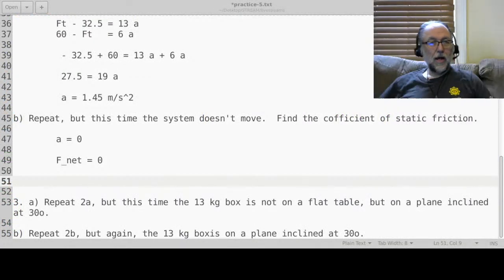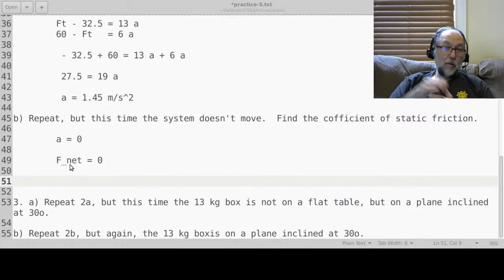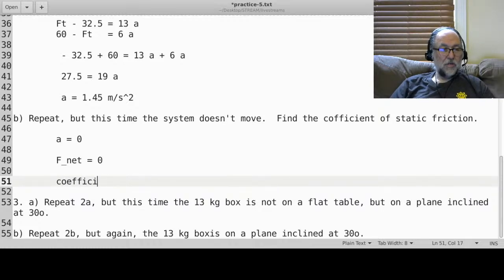Okay. And so, that F net is equal to 0. We made use of that already. When I was saying this is 60 newtons, therefore that has to be 60 newtons, we were doing that to make sure that F net was always 0. And the reason we always wanted F net to be 0 is because I tell you that A is 0. The system doesn't move, therefore A has to be 0. Okay, so at this point, we want to find the coefficient of static friction.